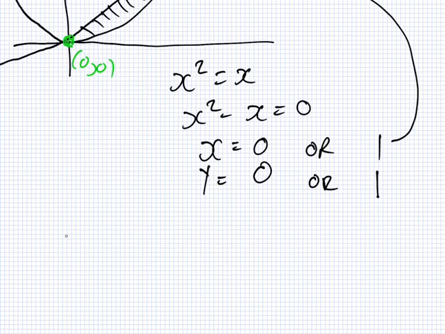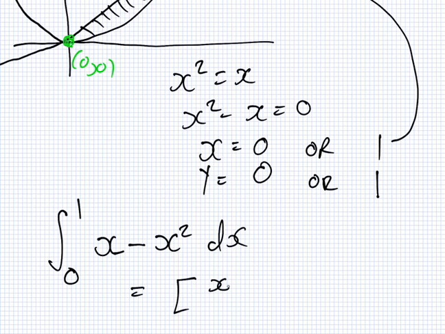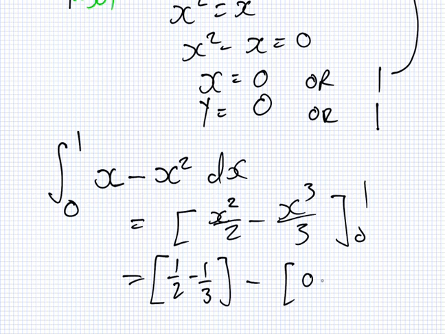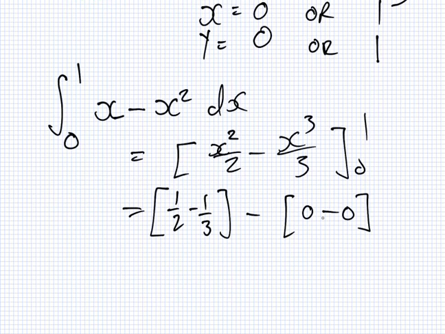Okay, now we can do our calculation. It's the integral from 0 to 1 of f(x), the f on top, which is x, minus the g, which is x squared. So that is x squared over 2 minus x cubed over 3, from 0 to 1. So that would be 1 over 2 minus 1 over 3, minus 0 minus 0, which is 1 over 6, isn't it?